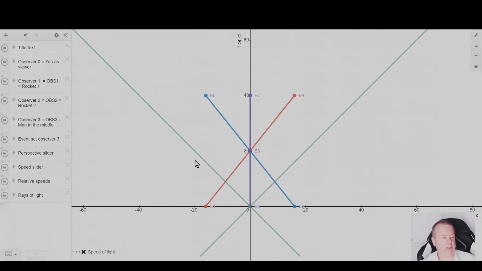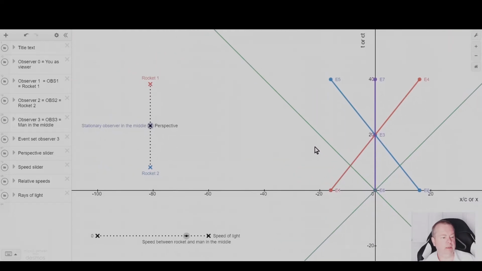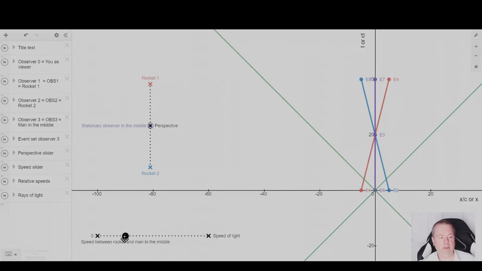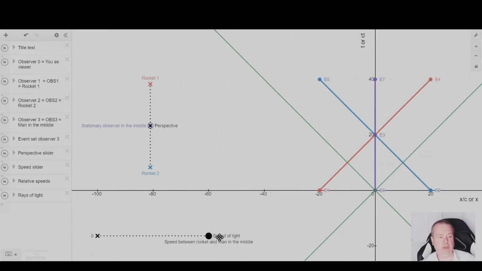Now let's zoom out a little bit, because I put in two sliders. I put in a speed slider. You can just pick it up and make the rockets go slower, even all the way to 0. Then all the rockets are stationary in the same place. Or I can make them move faster, all the way to the speed of light.